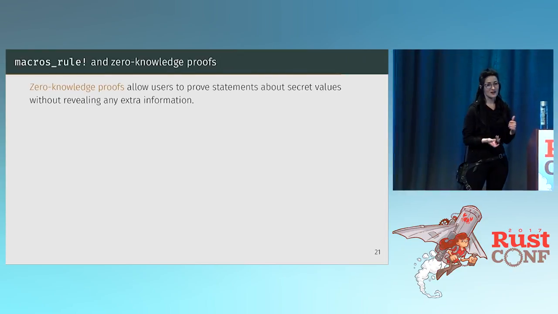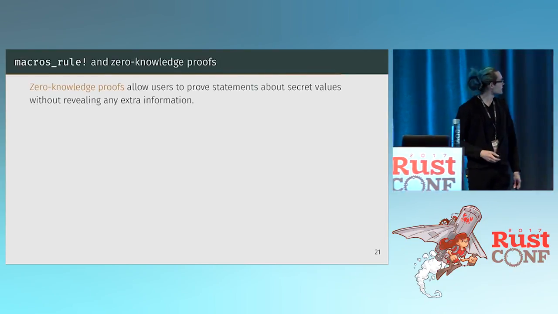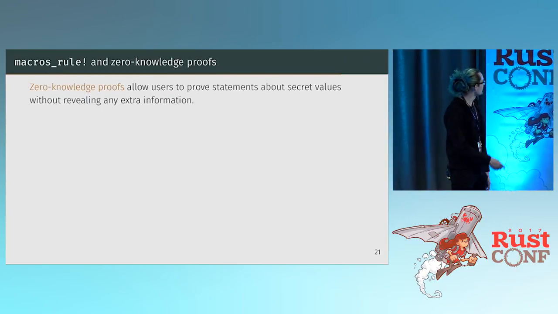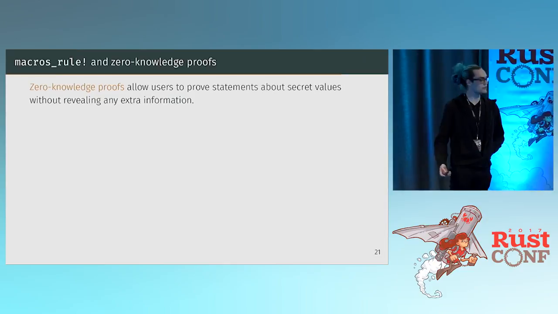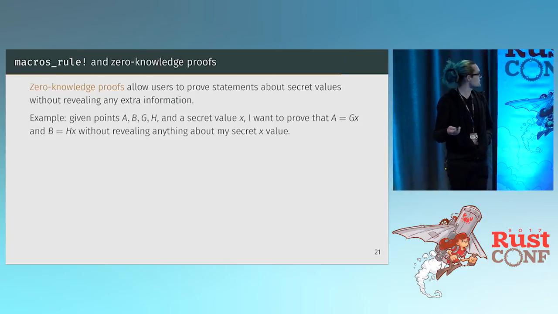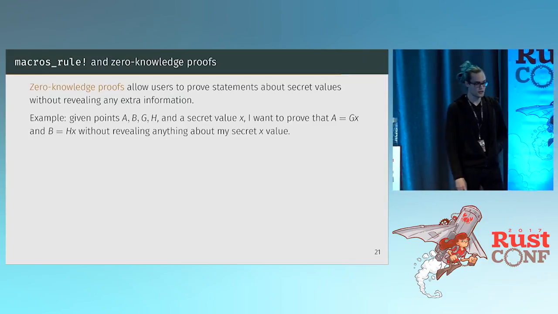So next, Harry's gonna talk about some of the crypto we've implemented with Dalek. Yeah. So just a brief overview of some of the stuff that we've done. One thing you might wanna do is some zero knowledge proofs. So the idea is to prove that you have some statements about some secret values without really revealing anything.